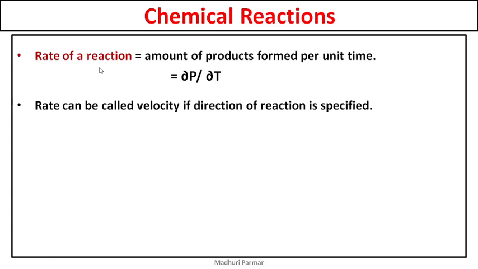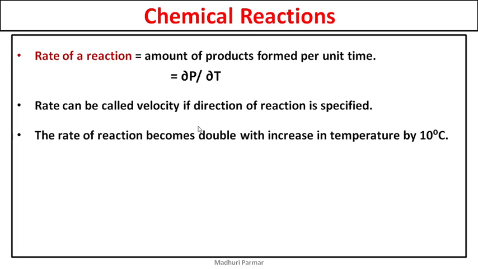The rate can be called velocity if the direction of reaction is also specified. If you know the direction of the reaction, whether it is going forward or it is going reverse, you can call this rate of reaction as velocity. The rate of reaction becomes, okay, this is what I was going to say, yeah, in photosynthesis also we will be studying this, so pay attention. The rate of reaction becomes double.